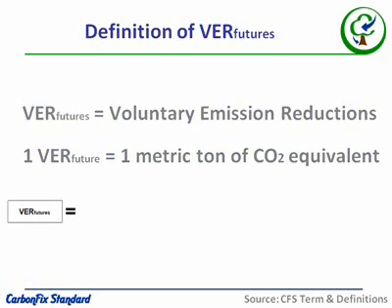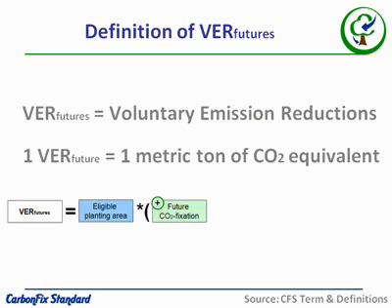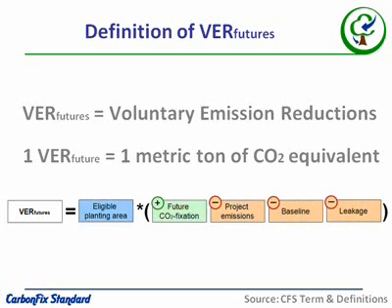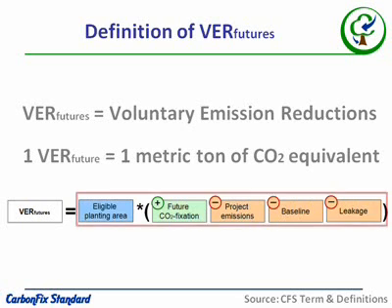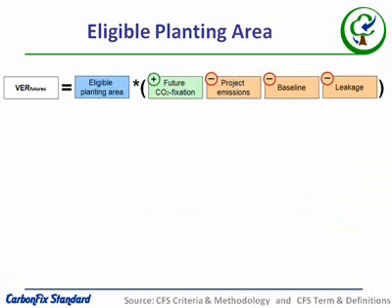The formula to calculate the total amount of VERfutures is the eligible planting area times the future CO2 fixation from which the project emissions, baseline, and the leakage are deducted. Let's have a closer look at the different parameters of this formula. Within our formula, we will firstly define our eligible planting area.